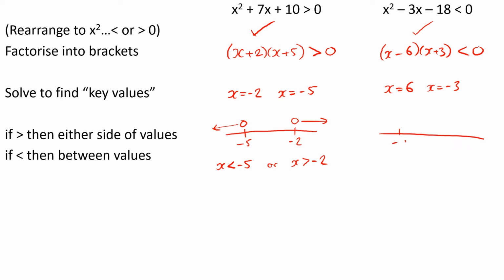So we've got -3 and 6. And we have a less than symbol this time. So we want to be between the values. So that is the region that we want. So we would write that like this. -3 is less than x is less than 6. So if it's either side, you end up with 2 answers. If it's in between, you end up with like one nested answer.